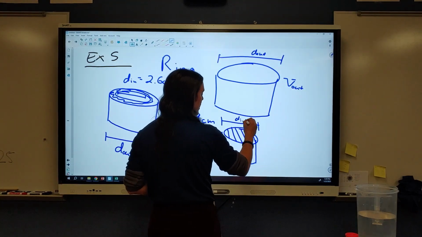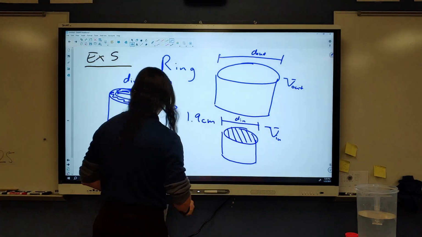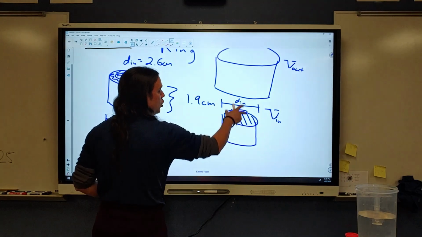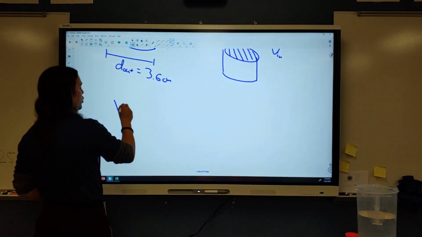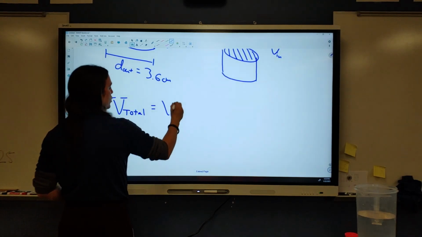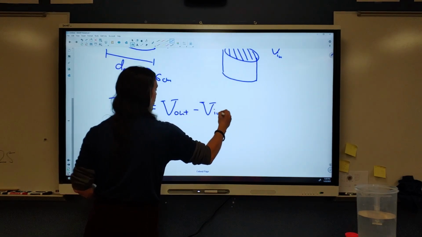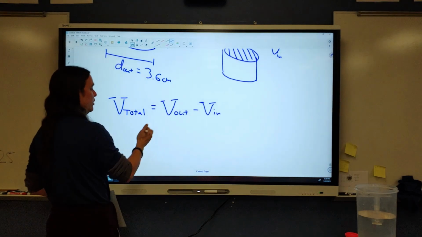So this is D in, and I would mark this as the volume of the inside, V in. Once you have those two, you know that this is how much you've removed in order to get our ring. So your total volume, V total, will be equal to V outer minus V inner. So that's how we could get the volume of just that.